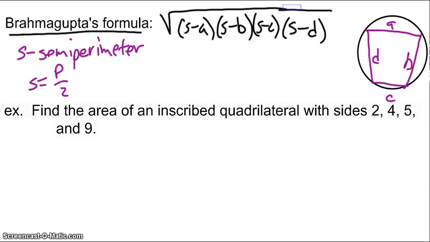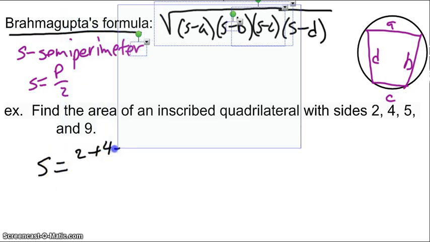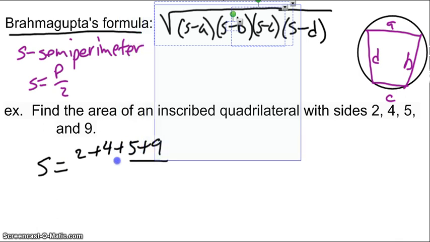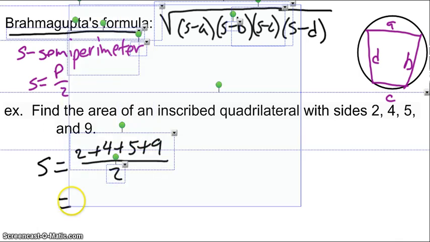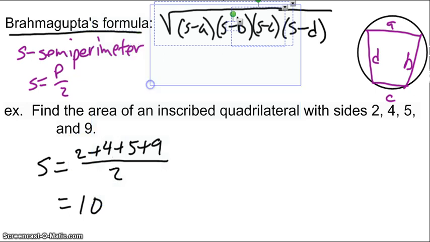So let's go ahead and try this first example here for Brahmagupta's. We want to find the area of an inscribed quadrilateral with sides 2, 4, 5, and 9. So our first item of business is to find, and I apologize, I don't know why these screens keep showing up, S equals 2 plus 4 plus 5 plus 9. So the perimeter divided by 2, which gives us 10.